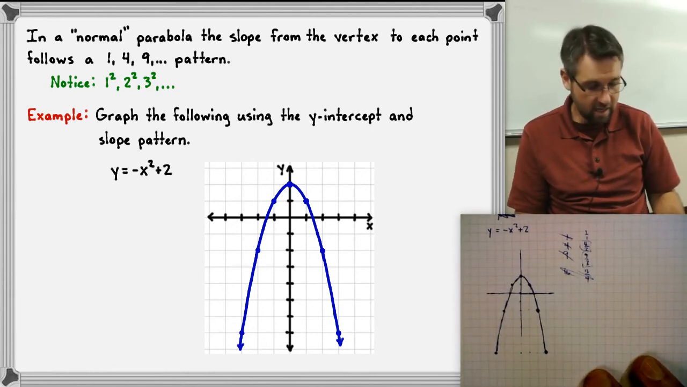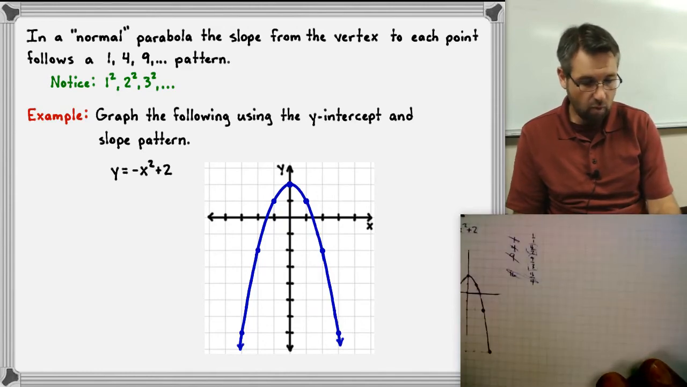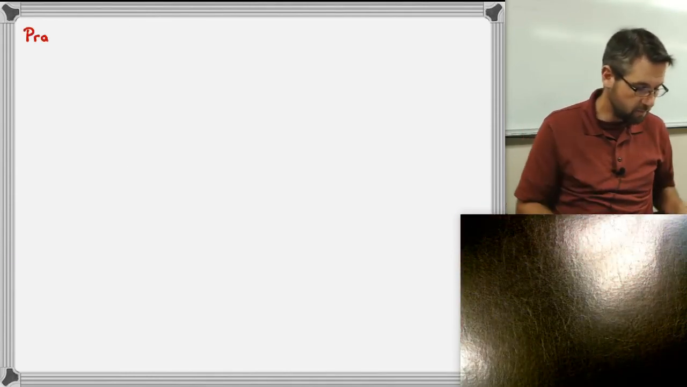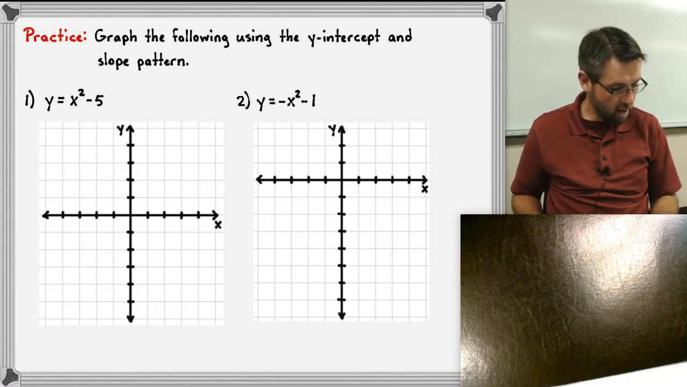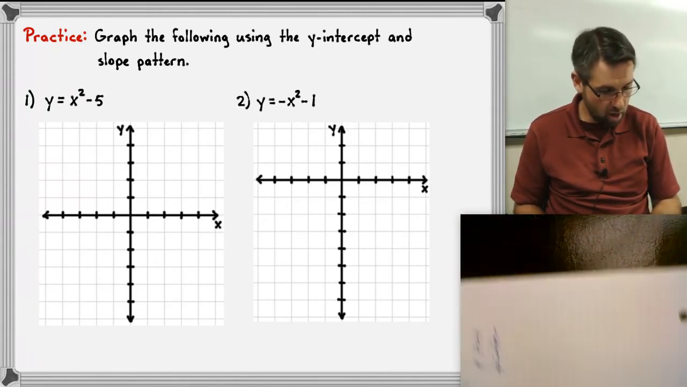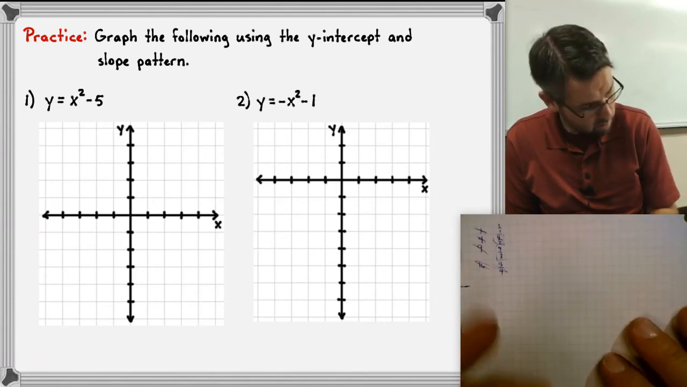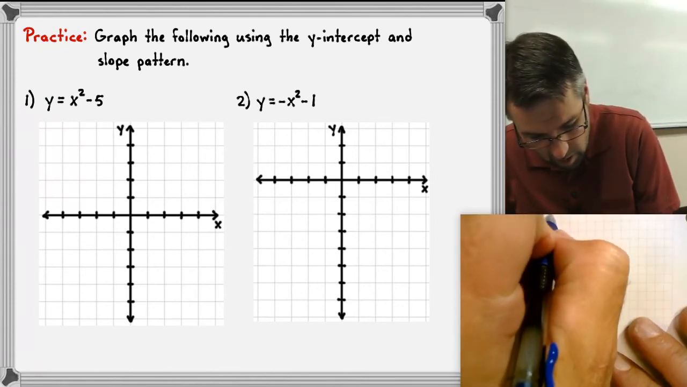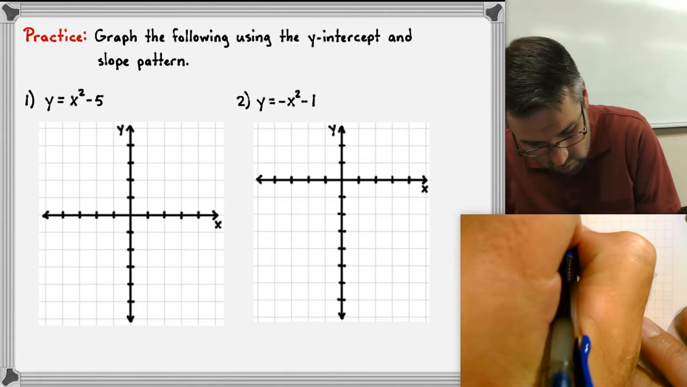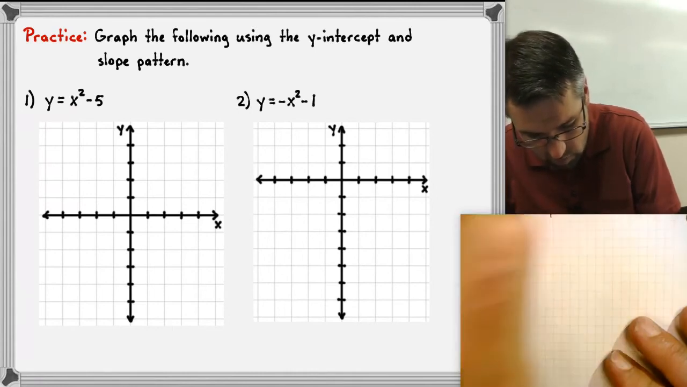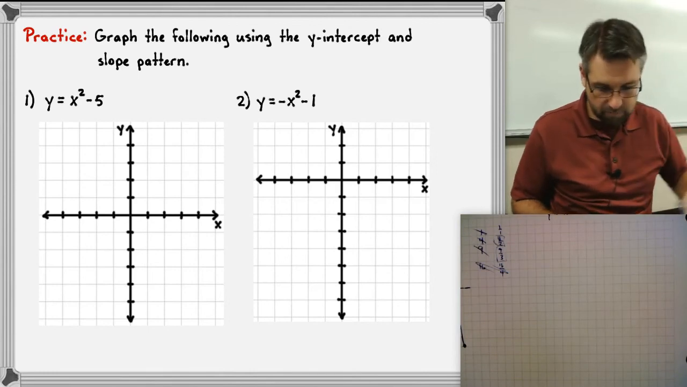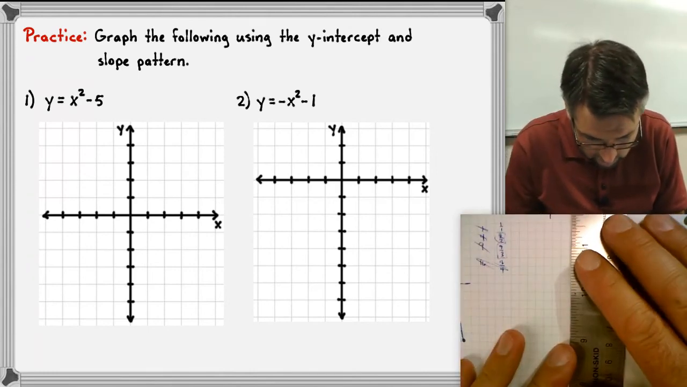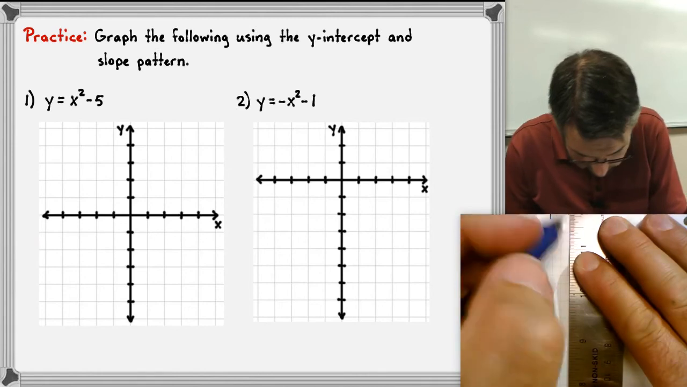Okay, so that is an example of graphing a parabola. What I want you to do is practice by doing these two parabolas. This is going to be the last two problems on the lesson. So go ahead and pause the video and see if you can graph these on your own. You should be using graph paper so that your graph is as perfect as it can be. And when you're done, come back and see how you did.